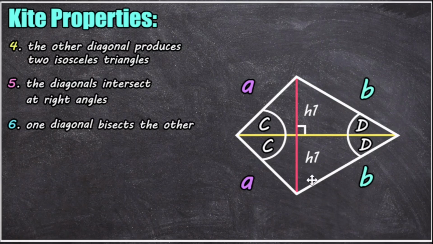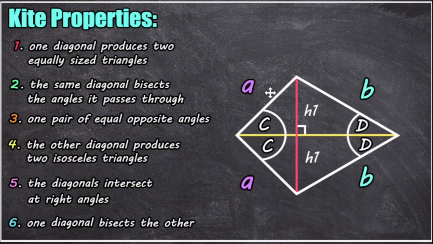So I can replace the value of h2 with h1, and now you can see that the length of the red diagonal either side of the yellow diagonal is h1, so the yellow diagonal bisects the red diagonal, and that satisfies property number 6, one diagonal bisects the other. And so the list of properties is complete. There are more properties. Perhaps in the future I'll make another video with more advanced properties.